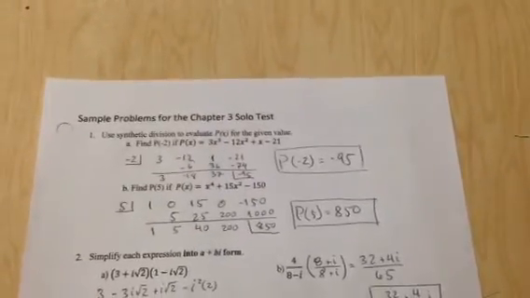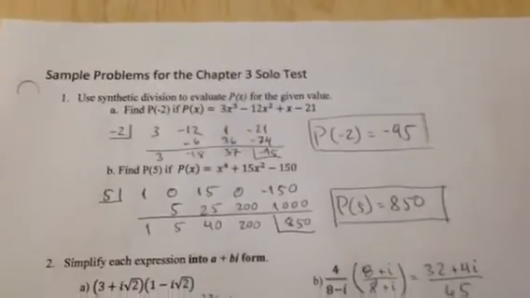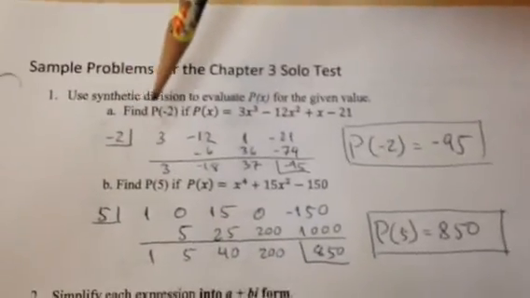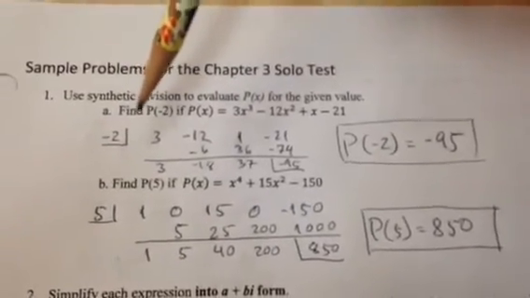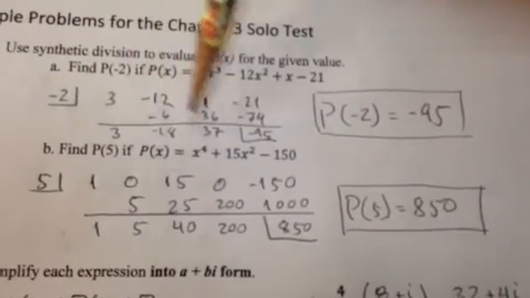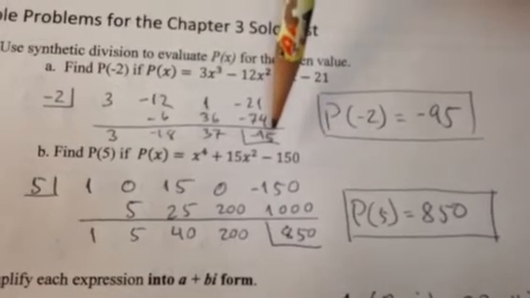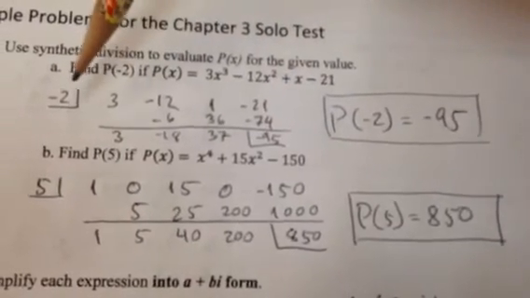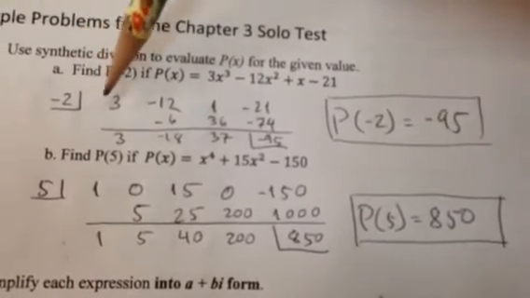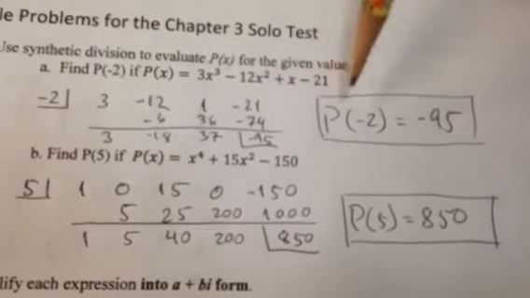Hey, here's the video for the solutions to the Chapter 3 solo test. We started off with a couple of synthetic division problems using the remainder theorem, which says that when you use synthetic division and you get a remainder, that remainder is actually the value of the function for that x value. So if you want to find p of -2, just use -2 as your divisor in your synthetic division. That remainder is p of -2.